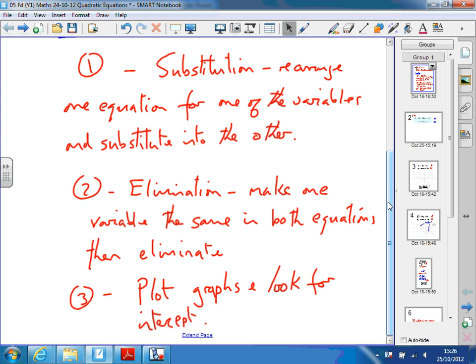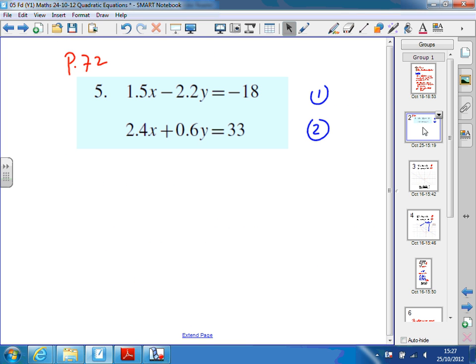The plotting the graphs method probably won't give you as accurate an answer, and you might not have access to software anyway to do it. So let's look at one example before we move on to what I want to really focus on today. Picked at random from the exercise on page 72, number 5. Let's try this.